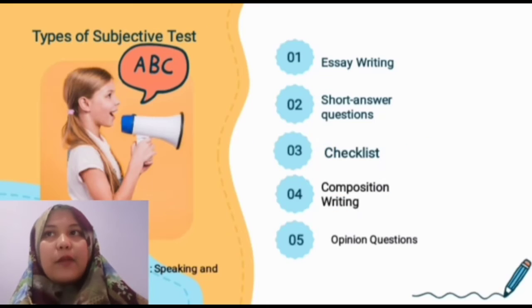The types of subjective tests. First, essay writing. Second, short answer question. Third, checklist. Fourth, composing writing. Fifth, opinion question. The skills tested are speaking and writing.